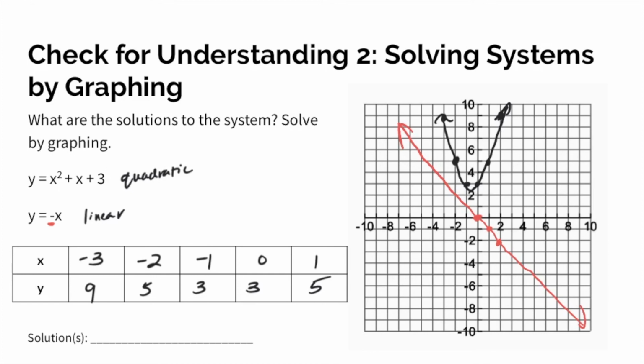And so because these two graphs never intersect, I know that there are going to be no solutions. No solutions, because they do not intersect. Real bummer. Okay?